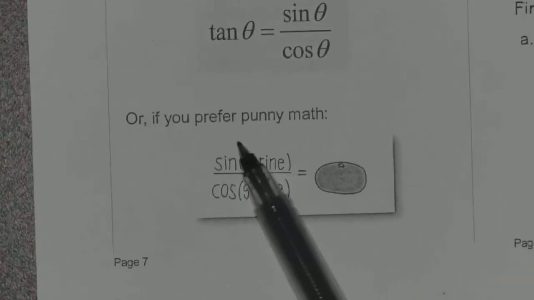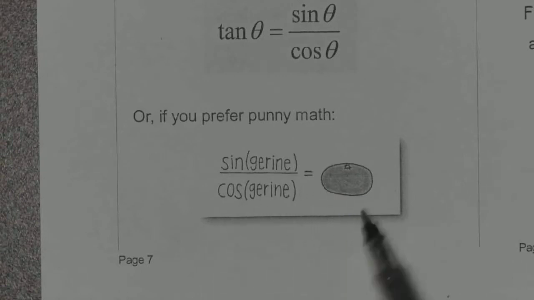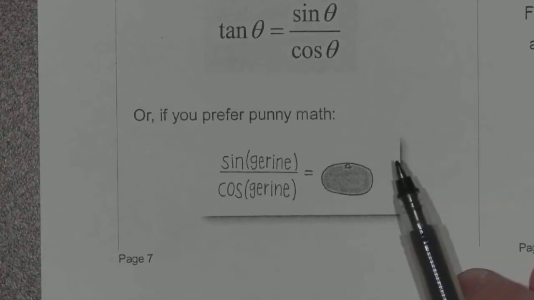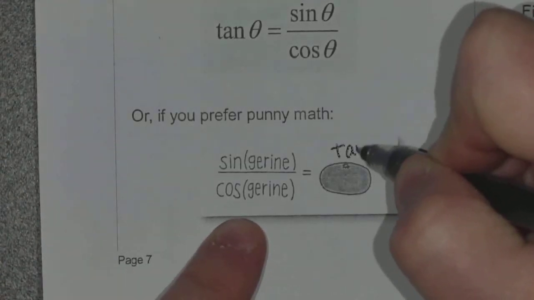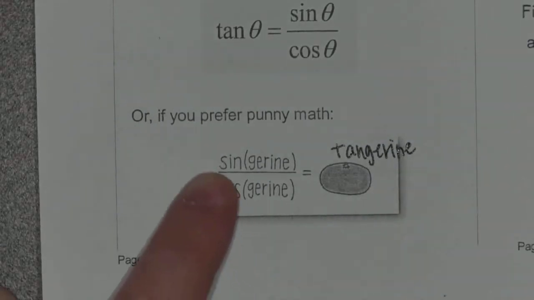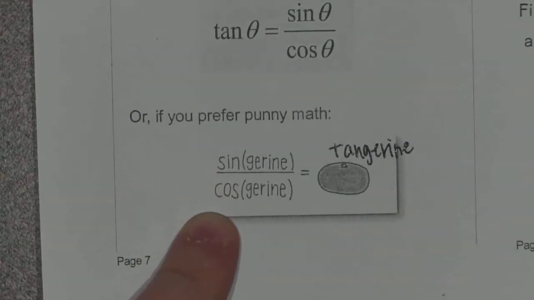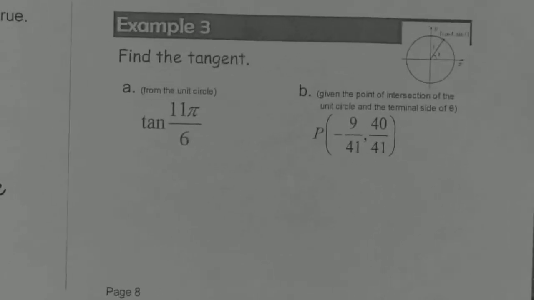Okay, here's a little joke for you. If you prefer the sine-gerine over the cosine-gerine. Yeah, it's not funny. Because what does it make? The tangerine. The sine over the cosine is the tangerine. It's like a little orange. Yeah, a tangerine's an orange. A baby orange. Okay, not so funny, but here we go.